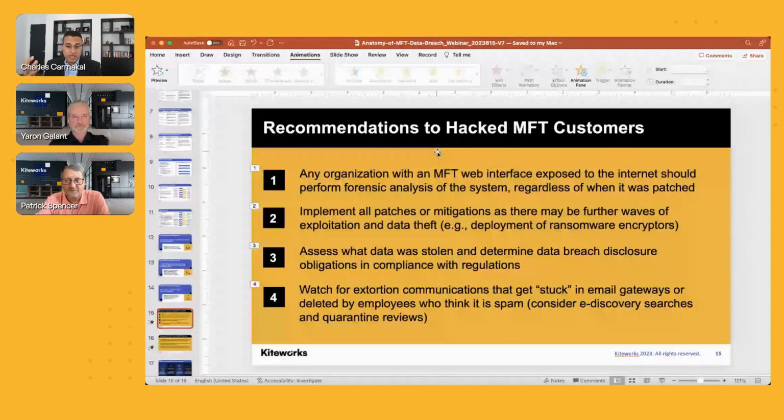It's really important to assess what data was actually stolen and to determine data breach disclosure obligations. And again, I think companies, as it relates to the most recent MFT breach, are still working through that, but they're in a better place today than they were a few months ago.